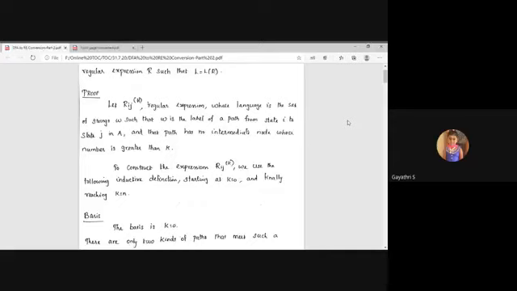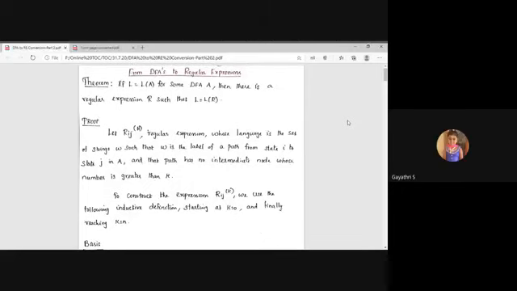Here, let Rij of K be the regular expression whose language is the set of strings W such that W is the label of a path from state i to state j in A, and the path has no intermediate node whose number is greater than K. Which means Rij of K is the regular expression of all paths from i to j passing through nodes whose sort order is less than K.